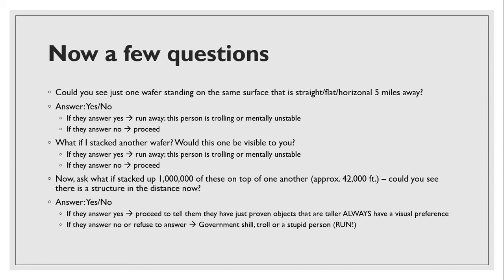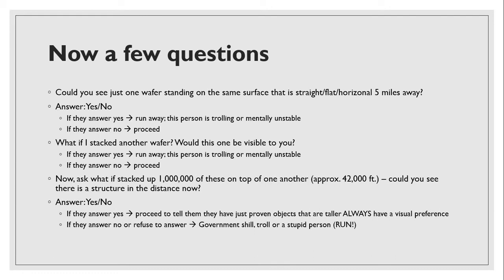5 miles away, and if they answer yes, then run away because this person's trolling or they're mentally unstable if they would say that. And again, we're talking about just with the human eye. This is just no extra devices involved. And so if they answer no, which everyone will, that's good. And so now we iterate.